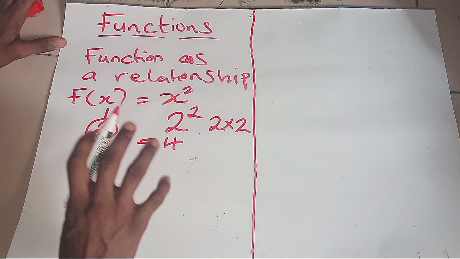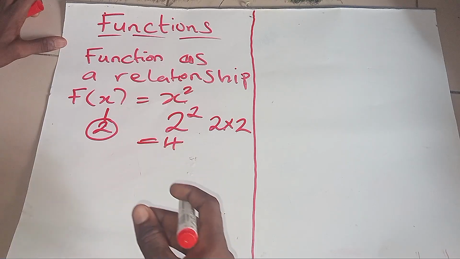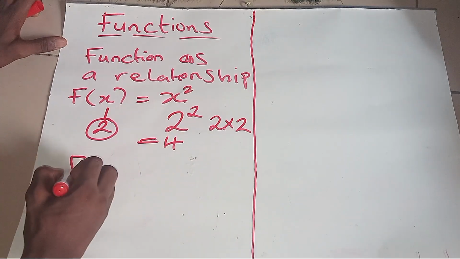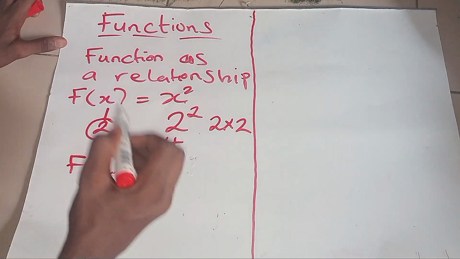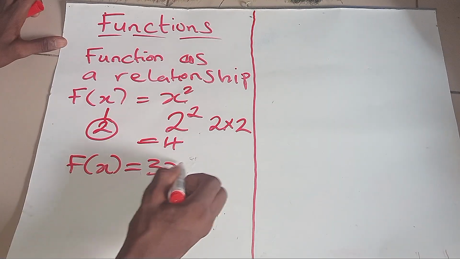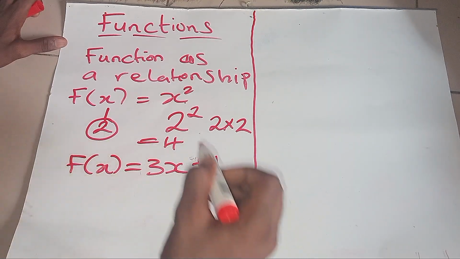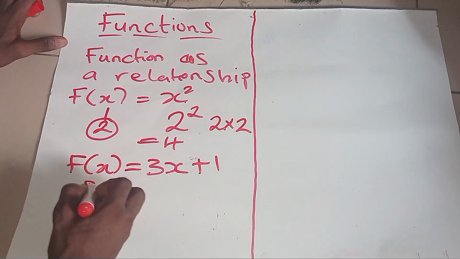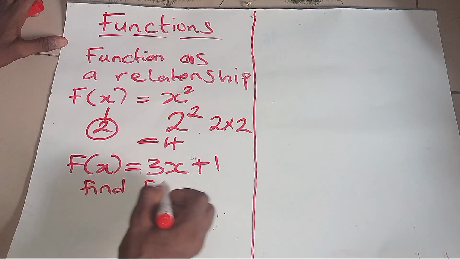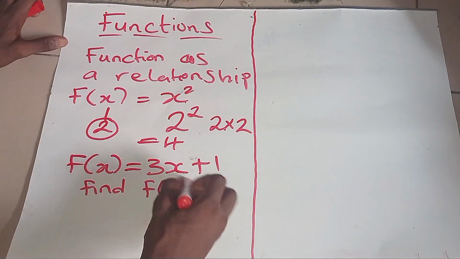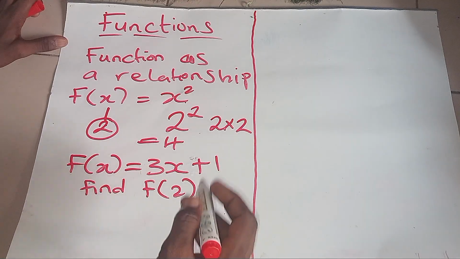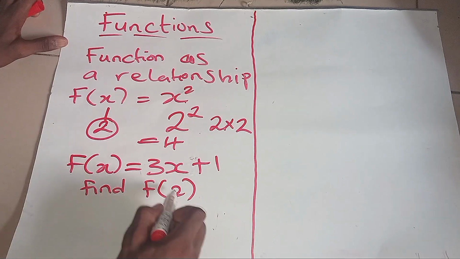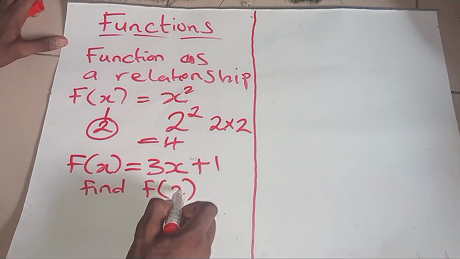Talking about function, let's take another example. If I say f of x is equal to 3x plus 1, and then I say find f of 2. That's the question. It simply means that in this function, when this x here changes to 2, what will be the value?